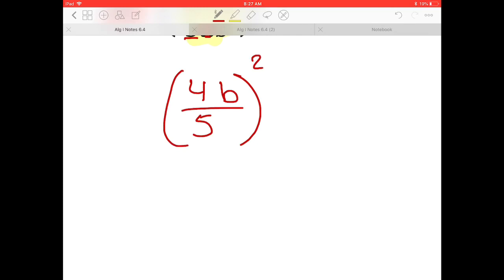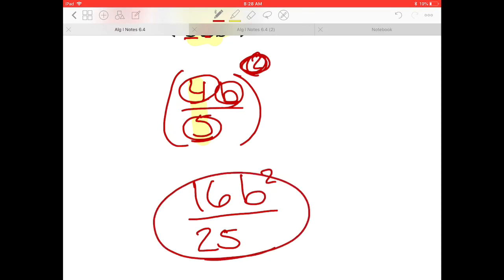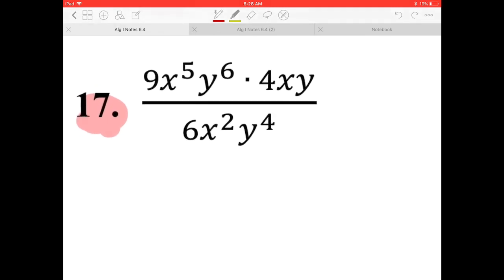So remember, when you are squaring, we talked about this with the power property. When you're squaring a coefficient that's a fraction, square the top, square the bottom separately. So 4 squared is 16. 5 squared is 25. And then B squared is, well, B squared. There's your final answer. Okay, I would reduce 16 over 25, but I can't. No number goes into both of those. So that's it for 16.